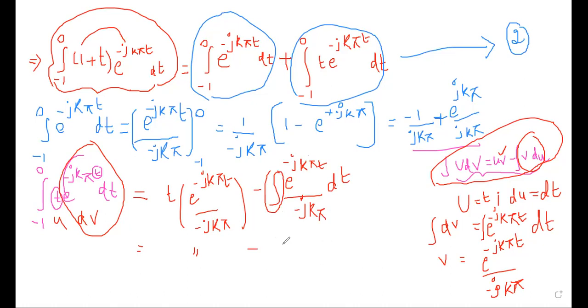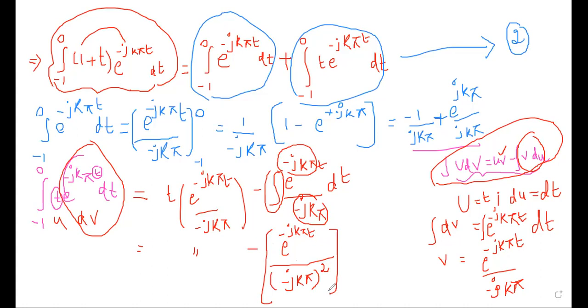If I take the integration, the numerator is again e power minus j k pi t, and the whole divided by, since already you have minus j k pi, you will write one more minus j k pi after integration. So I will write minus j k pi the whole square. I think you don't have any doubts in this. Then for this complete term, I have to substitute the limits. My limits are minus 1 to 0.